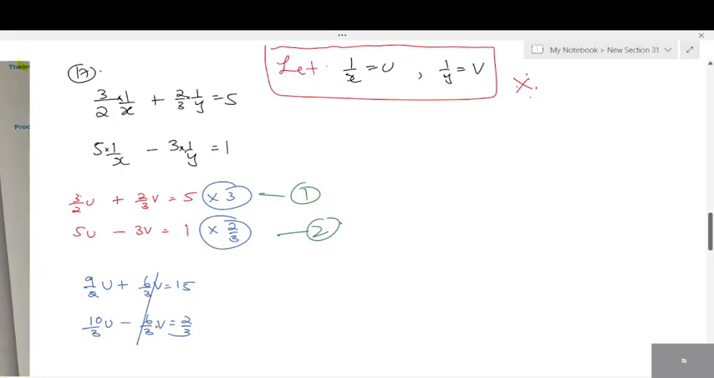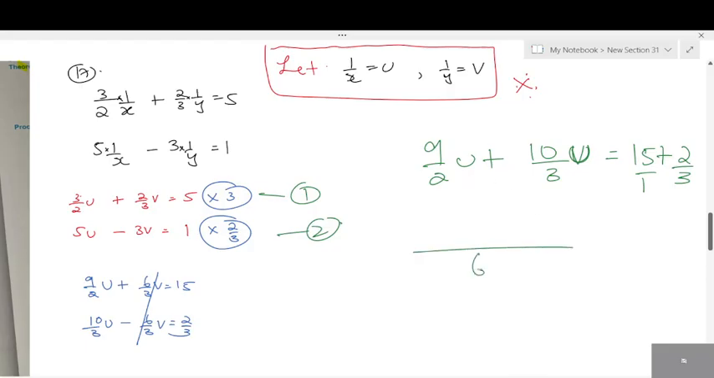What do you get from this side? Do I need to add or subtract? 9 by 2u plus 10 by 3u is equal to 15 plus... both you need to take LCM, right? The LCM on the left-hand side is 6. Cross multiply, what do you get? 7u plus... sorry, minus? Why minus? It is plus, we are adding this, right? Then what do you get?